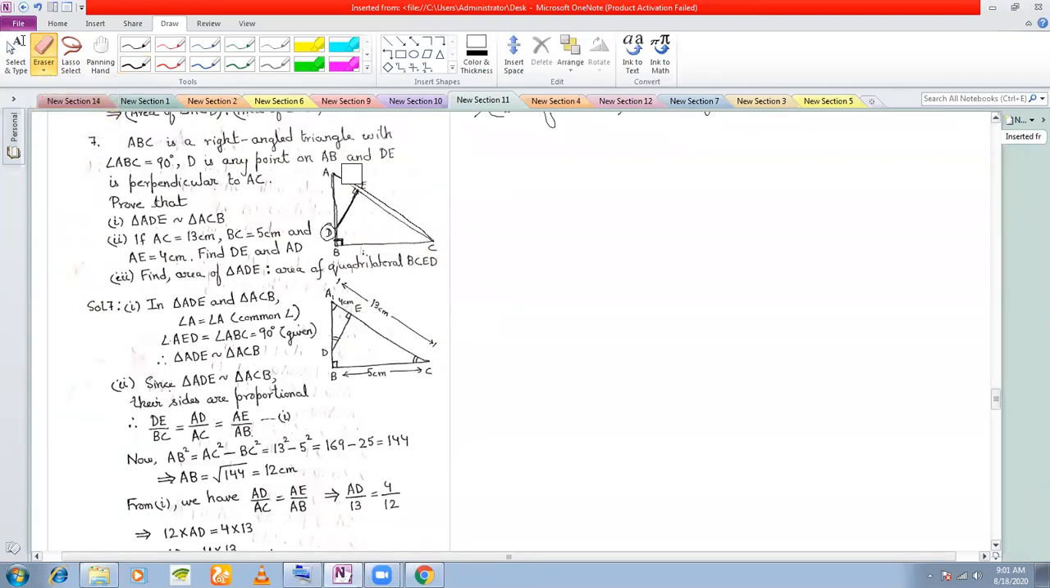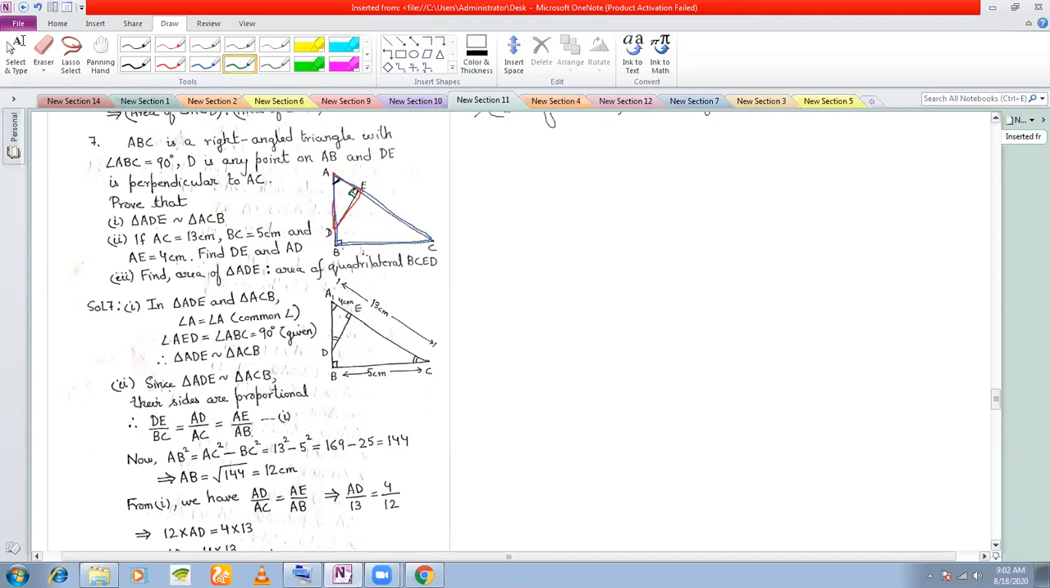Now follow the questions. First question is, prove that triangle ADE, which triangle is ADE? This red one. This is your ADE. It is similar to ACB. ACB is this bigger triangle, this blue triangle. So I need to show that these two triangles are similar. So how do I show? This is clearly the common angle of the two triangles. And you know that this angle is 90 degrees.